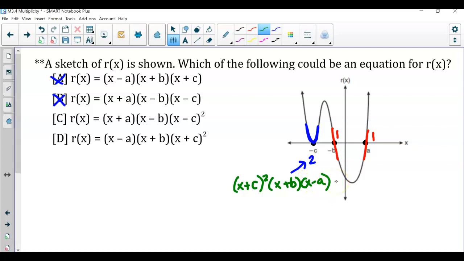So that's why here the answer is D. So why is the answer not C? Because notice the signs stayed with the solution. So in factored form, remember we do need to change that sign.